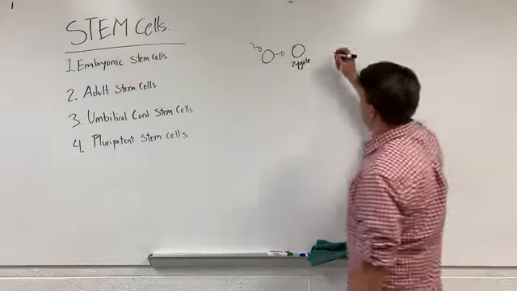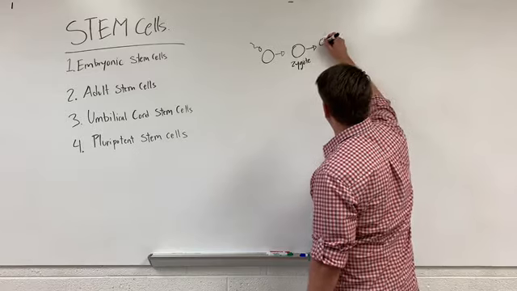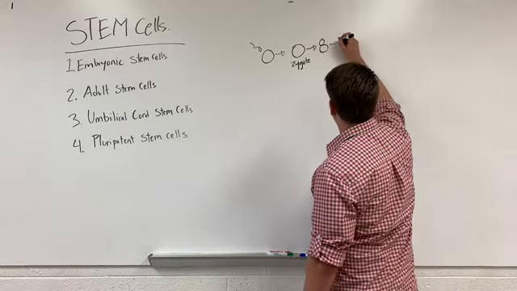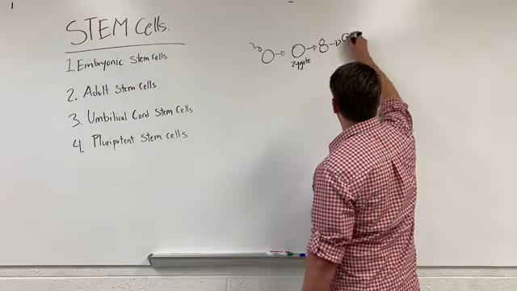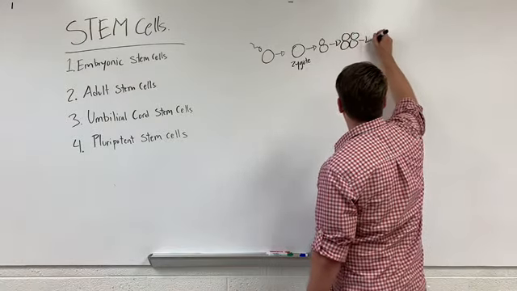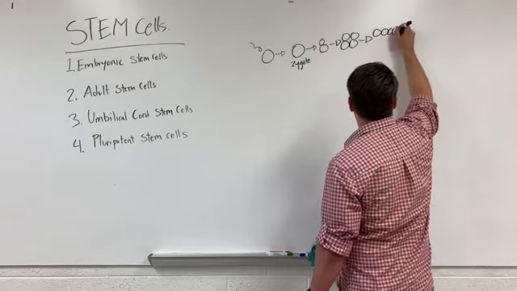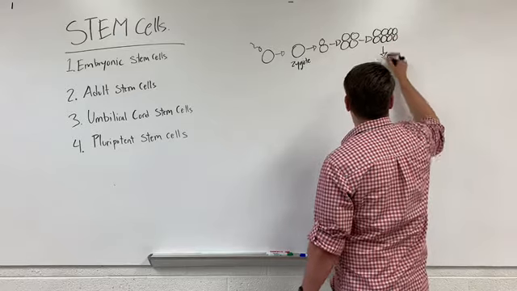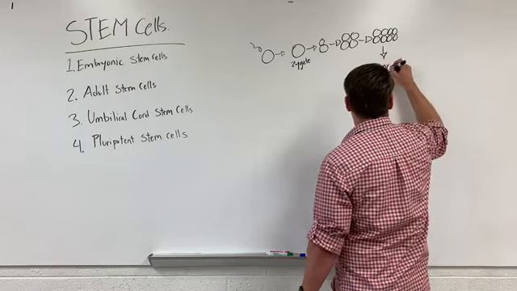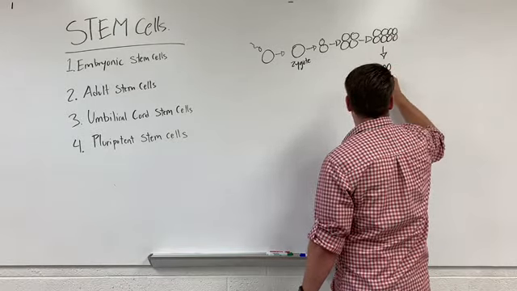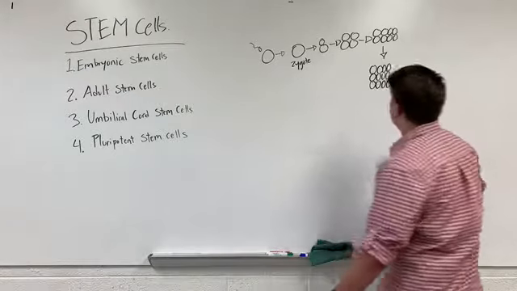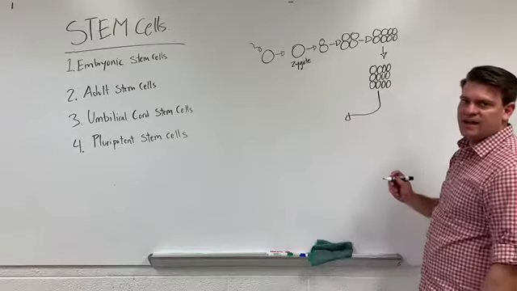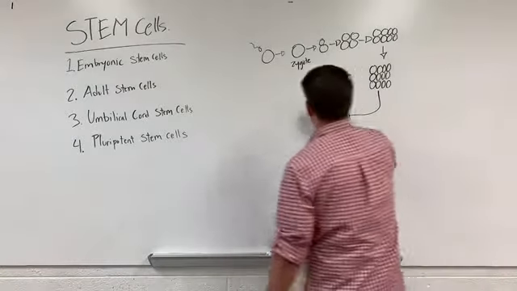Well, then that zygote is going to split into 2 cells, and then into 4 cells, and then into 8 cells, and then into 16 cells, and so forth and so on until it creates a blastocyst.